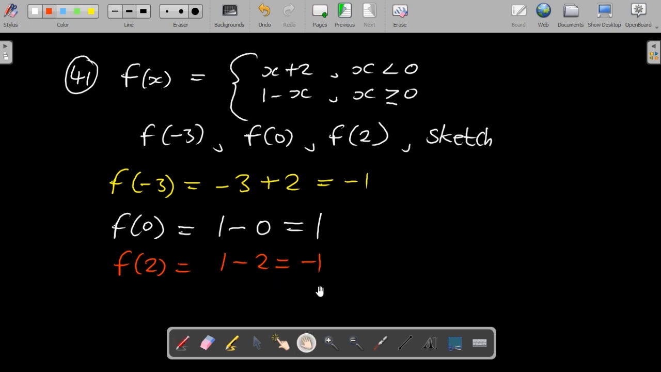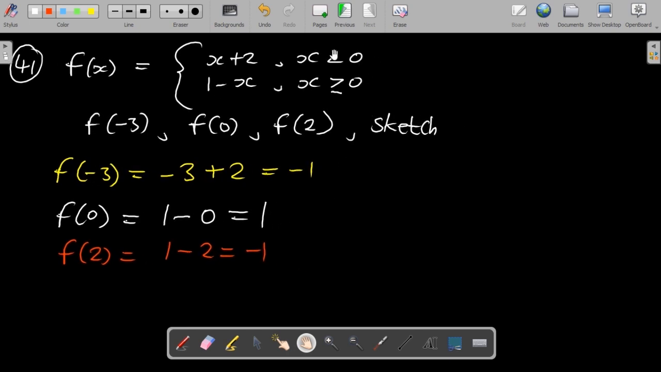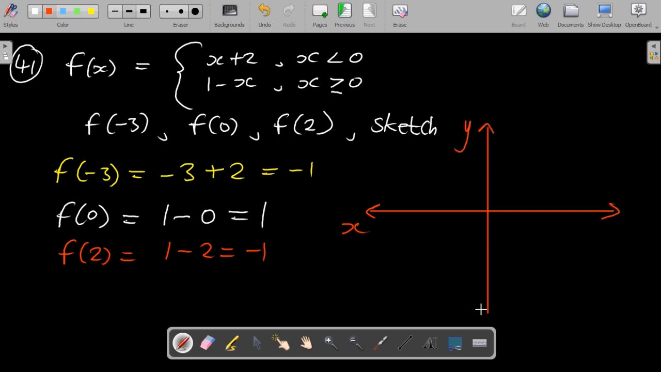So our sketch will now include these points, and we're also going to consider the conditions of our functions. So let's now draw the Cartesian plane first, and we're going to label that. So this is the x-axis. This is the y. So f of x is the same as y. And at 0, that is where the changes happen. So to the left of 0, the origin, x less than 0, we have this function. And to the right of 0, we have this function. So that's what we're going to sketch.